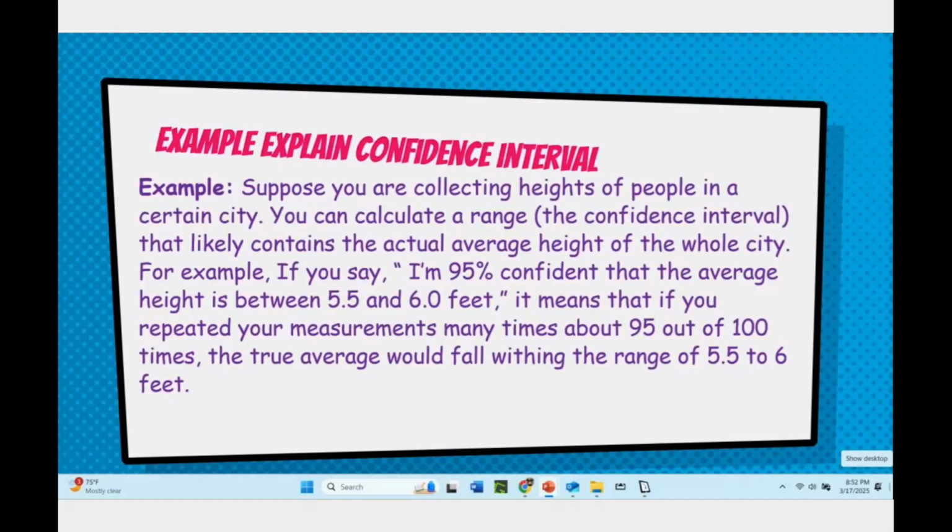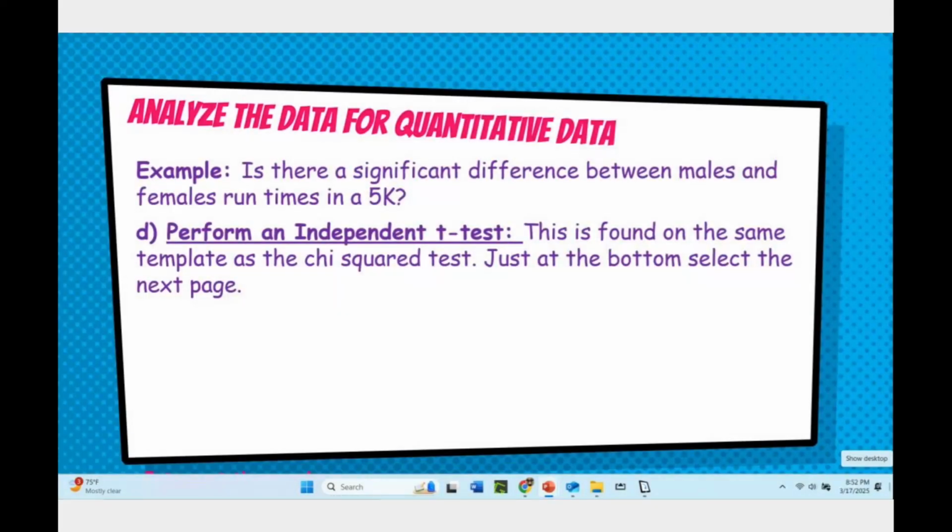So, suppose you are collecting heights of people in a certain city. You calculate a range, which is the confidence interval that likely contains the actual average height of the whole city. So you say, I'm 95% confident the average height is between 5.5 and 6 feet. It means that if you repeated your measurements many times, 95 out of 100 times, the true average would fall within 5.5 to 6 feet. And that's kind of what that confidence interval is saying.